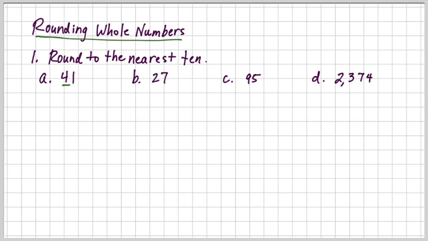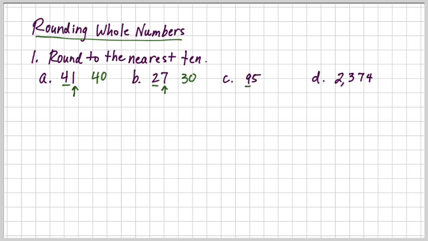Now, the rule is we look at the number to the right, and if it's 5 or larger, we're going to round the 4 up to 5. In this case, it's less than 5, so we're going to keep the 4, and so our answer here would be 40. On number B, our tens place, we have the 2. Now, the 7 is 5 or bigger, and so we're going to round the 2 up. This will become 30. So again, what we're really saying is this number is closer to 30 than 20 when we're counting by tens.